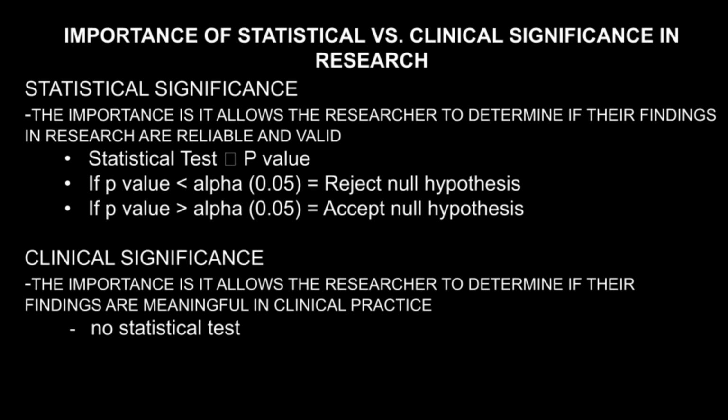If the p-value is less than alpha 0.05, researchers reject the null hypothesis. On the other hand, if the p-value is greater than alpha 0.05, researchers accept the null hypothesis. While the importance of clinical significance is it allows the researcher to determine if their findings are meaningful in clinical practice.